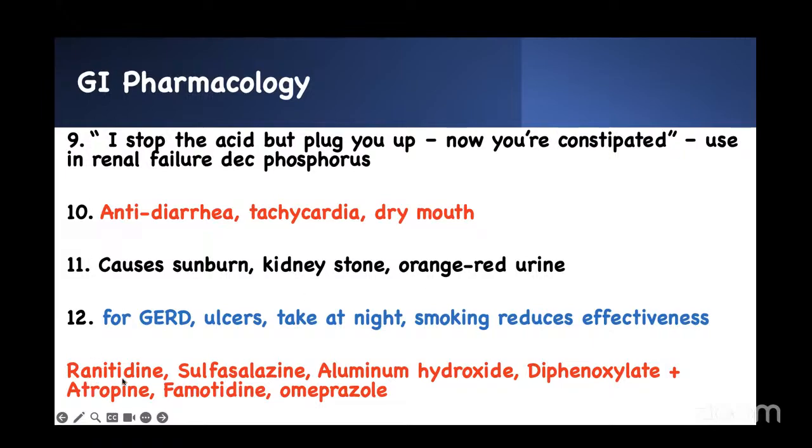Is it ranitidine, sulfasalazine, is it aluminum hydroxide? Is it diphenoxylate atropine or famotidine or omeprazole? What do you think? Think about it and select your answer carefully.